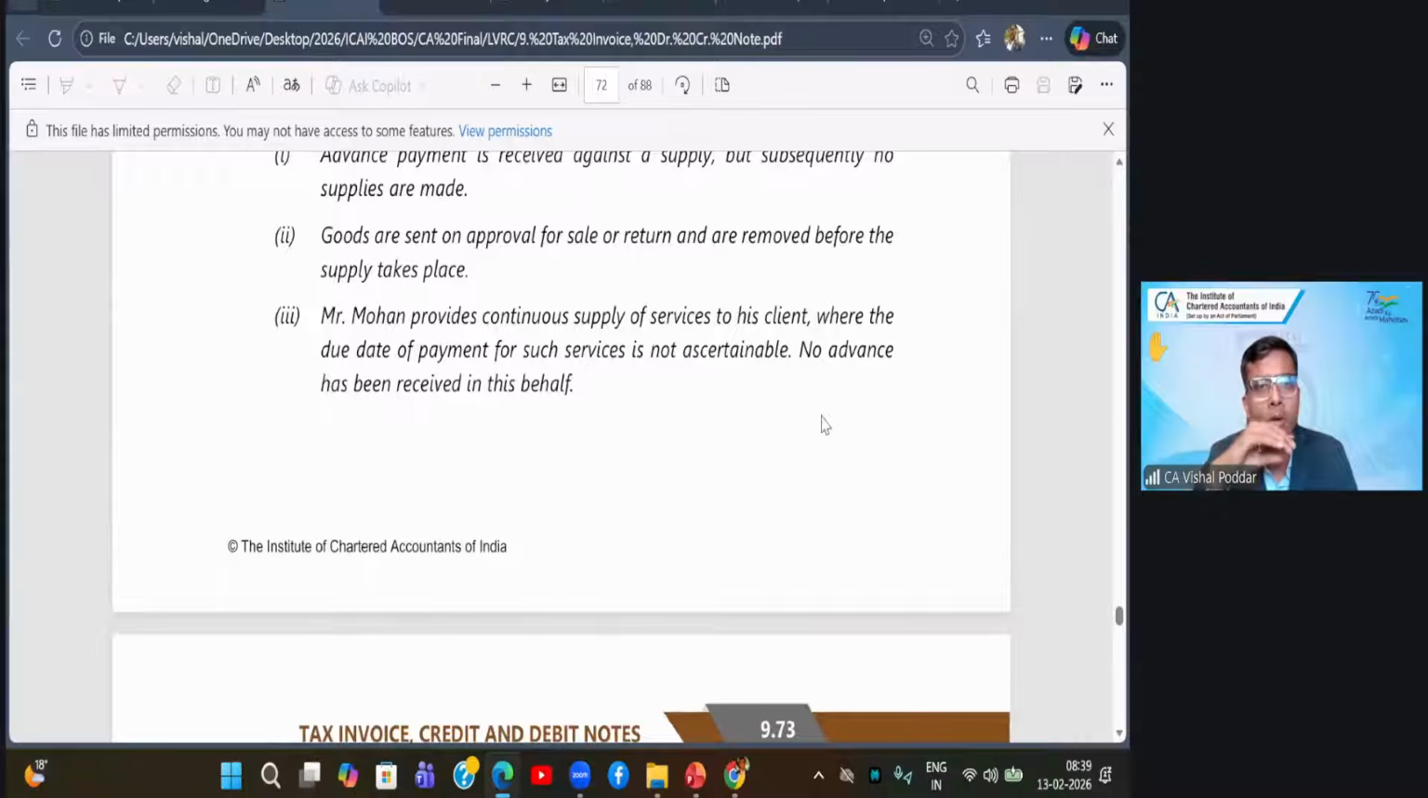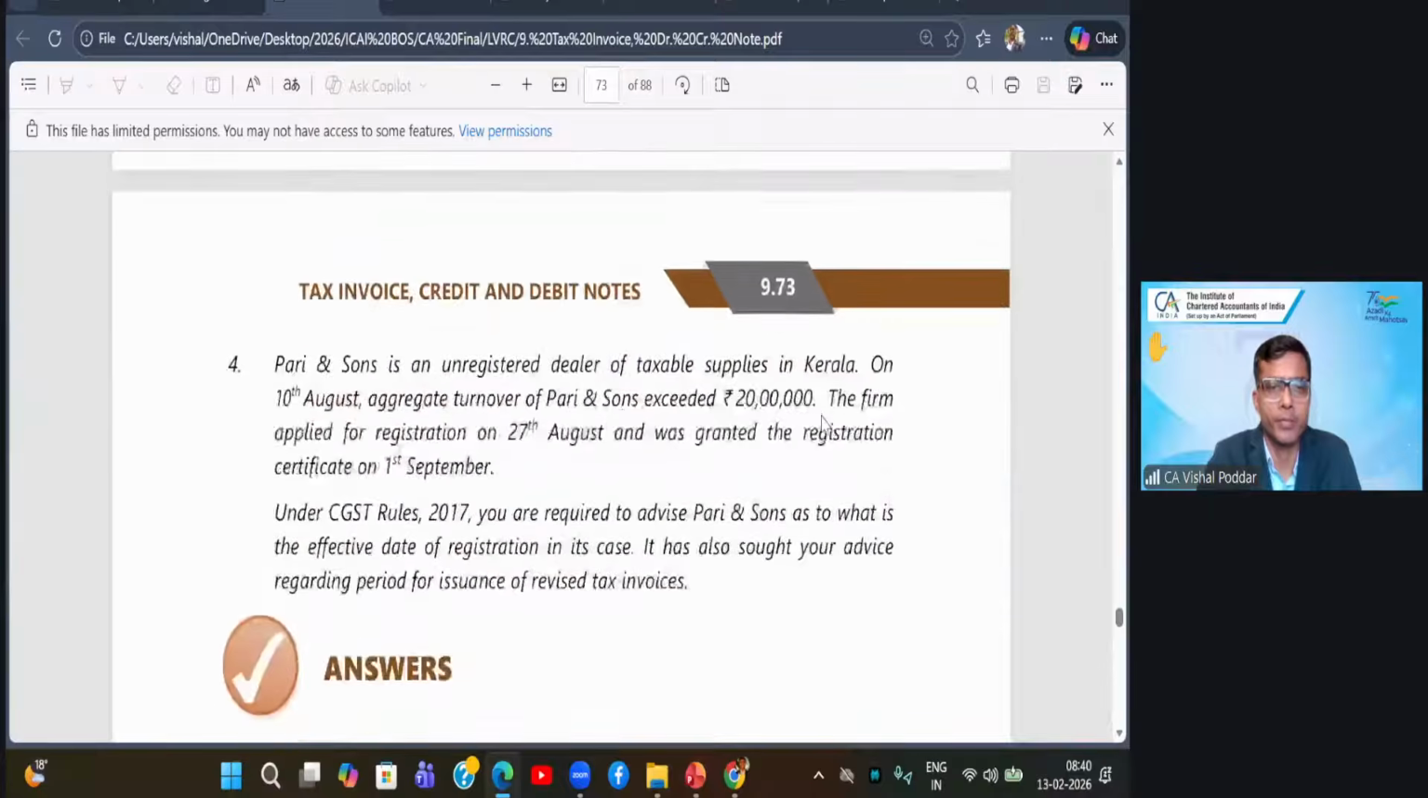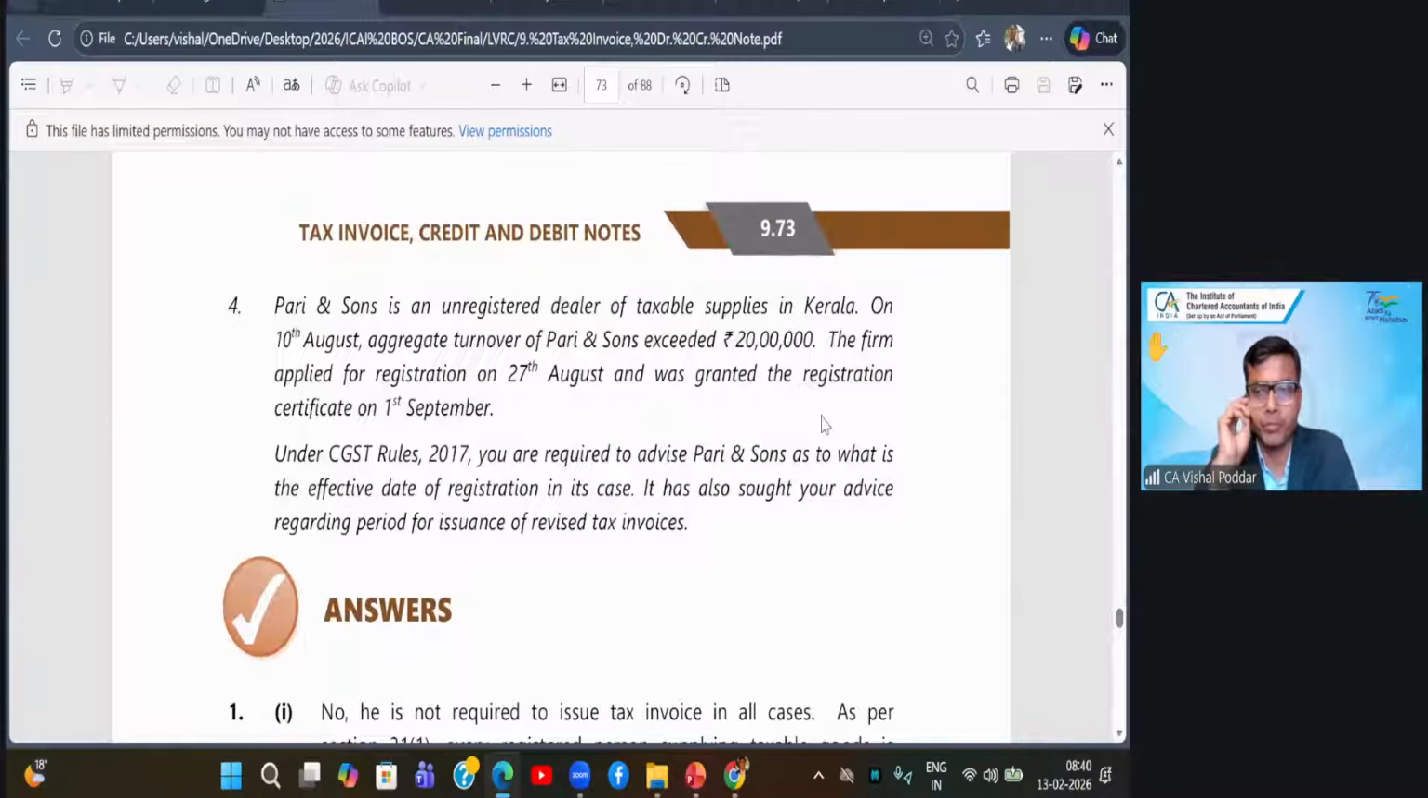I don't think there is any. We have to give a tax invoice, but it should be given on the date when we receive the payment. So I think this should be the correct answer. So in short, we are linking it with the time of supply. So the answer you gave, I believe that is the correct answer. So you have to issue the tax invoice on the date when you actually receive the payment. I think this is the answer. Next.